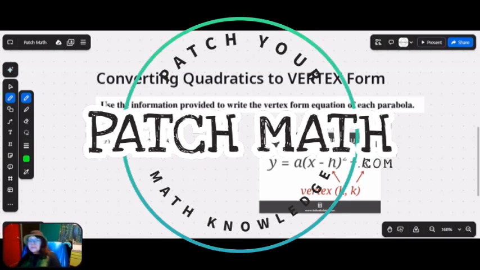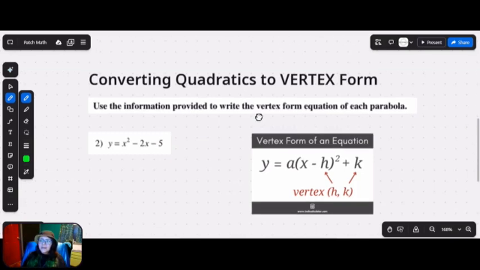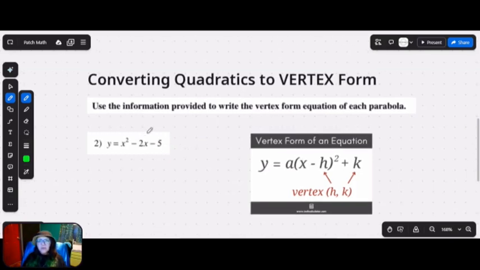Hello and welcome to Patch Math, where today we are going to patch your math knowledge on converting quadratics to vertex form. Now, what you have been given here is a quadratic in standard form. And standard form is good for finding x and y intercepts. However, it is not good for much else as far as graphing goes, maybe making a table. So vertex form gives us our vertex. It'll also give us our axis of symmetry.